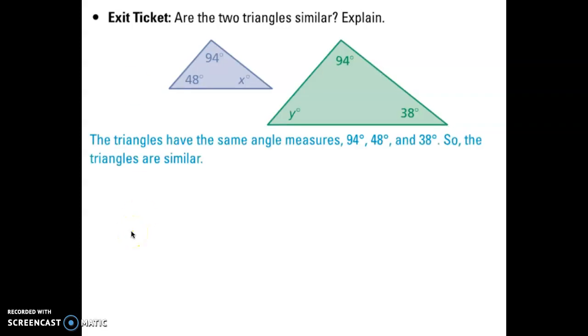All right, and the triangles have the same angle measures, 94, 48, and 38. So the triangles are similar. All right, I hope you feel good about this. I certainly do. And I hope that this is something you understand. You know how to get a hold of me, Google Voice or Google Hangout, if you need help with this. All right. Really make sure you understand this because you're going to use it tomorrow. And I think we're going to do another flip grid.